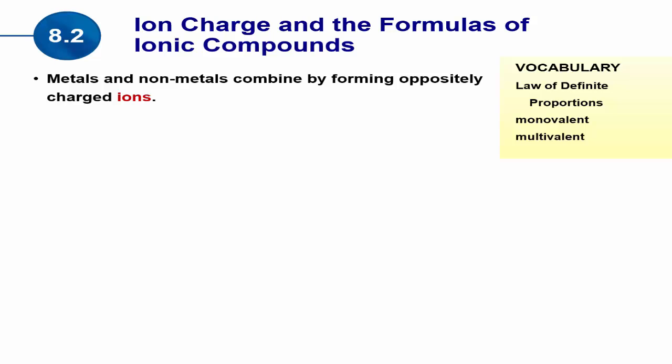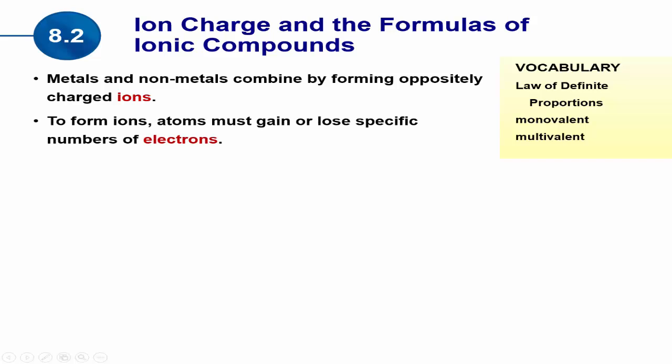So, metals and nonmetals combine by forming oppositely charged ions. Again, everything you see on the periodic table is neutral. There's no charge. But when you form compounds, those elements are either going to gain or lose electrons to form ions. It's these ions that interact to form compounds.